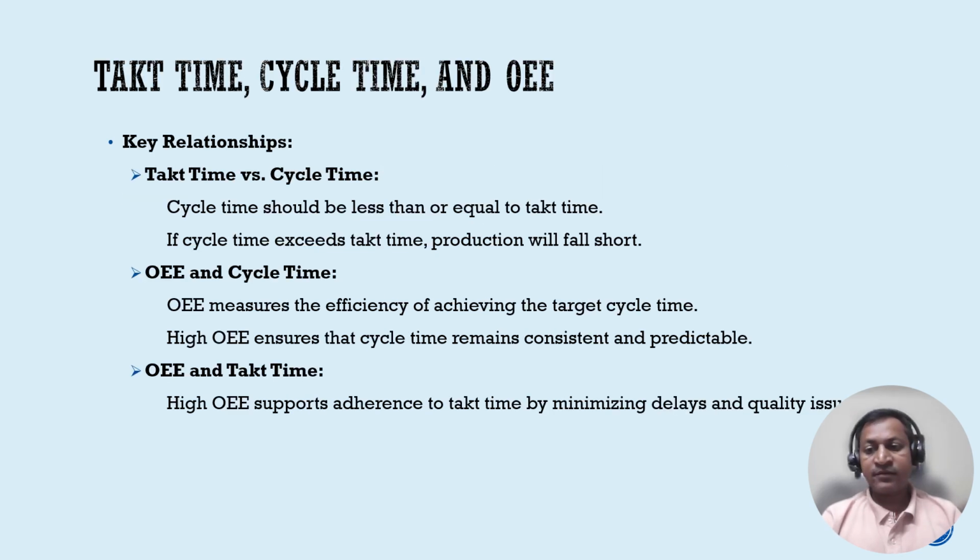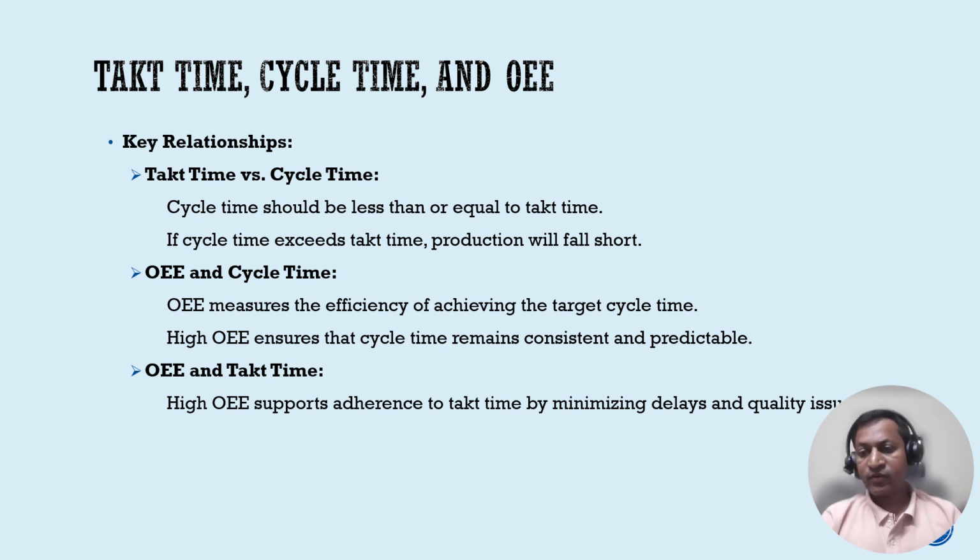Next slide. Well, let's understand the relationship between TAKT time, cycle time, and OEE. Key relationships are dictated as below. TAKT time versus cycle time: cycle time should be lesser than or equal to TAKT time to meet customer demand. If cycle time exceeds TAKT time, production will fall short and there will be failure of meeting the demand.